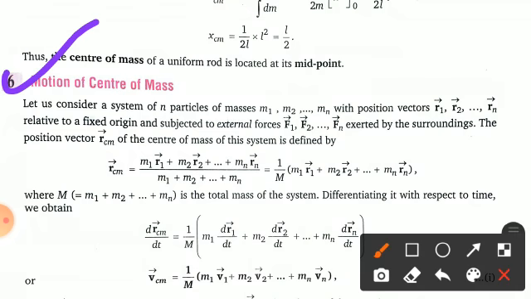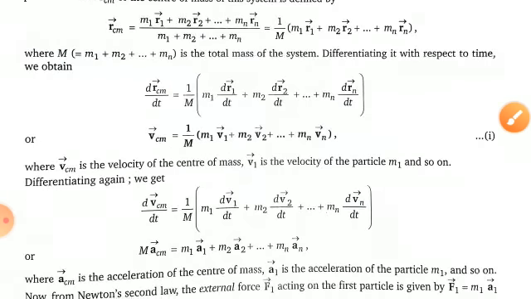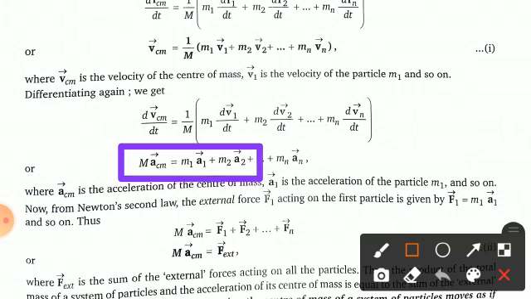Now we will move to the motion of center of mass. Let us consider a system of n particles whose masses are m1, m2 up to mn and their position vectors are r1, r2 up to rn, relative to a fixed origin, and subjected to the external forces f1, f2 up to fn exerted by the surroundings. The position vector rcm of the center of mass of this system is defined by this, where you know very well that capital M is the total mass of all n particles. Differentiating it with respect to time, and after solving the above expression, I am not going into the depth. You can see here, after solving you will get this relation.